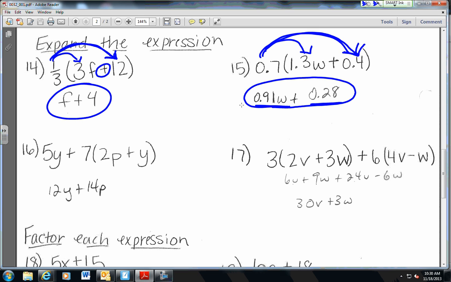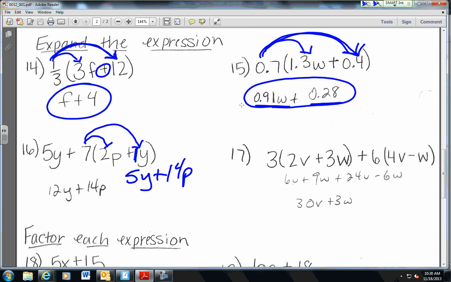16, we don't do anything with the 5y right now. We don't add 5y and 7, and we can't add them anyway because they're not like terms. 5 has a y, 7 doesn't. But the 7 is next to the parentheses, so we know we're going to have to multiply the two numbers inside by the 7. So we end up with 5y plus 7 times 2p is 14p, and 7 times the y, which would be 1y.